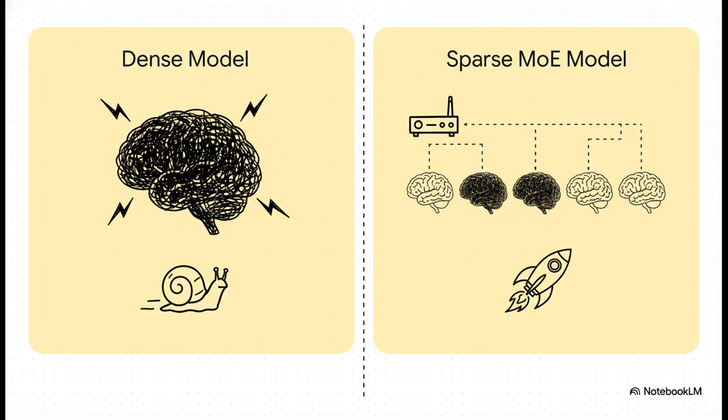Now look to the right. That's the MoE model. This is more like a team of highly trained specialists. Instead of making everyone do all the work, you just call on the right expert for that specific task. The result? You get all that power, but with unbelievable efficiency.